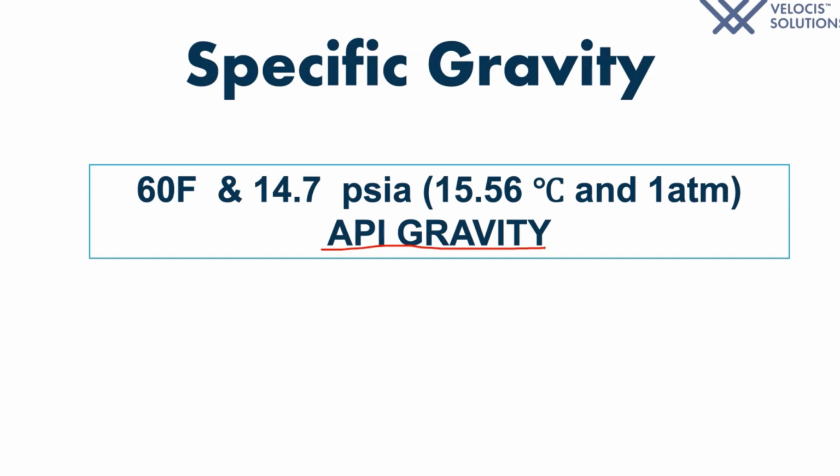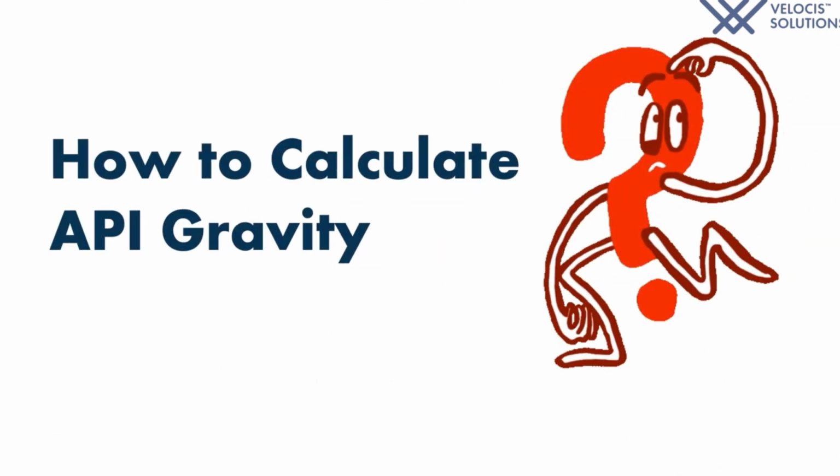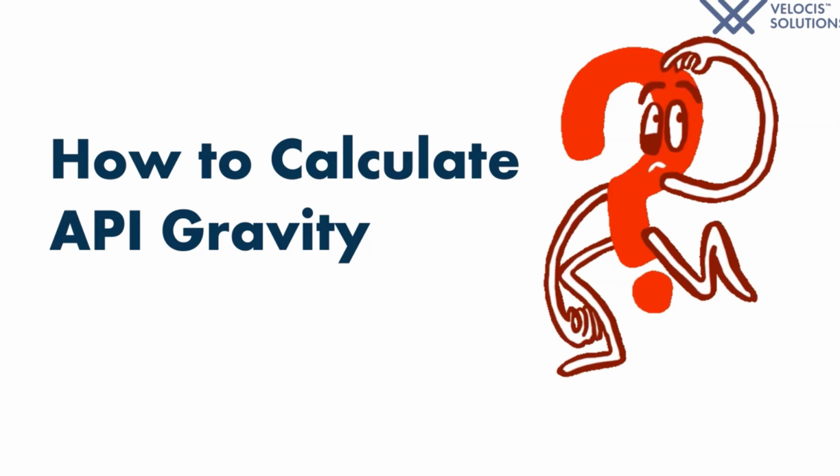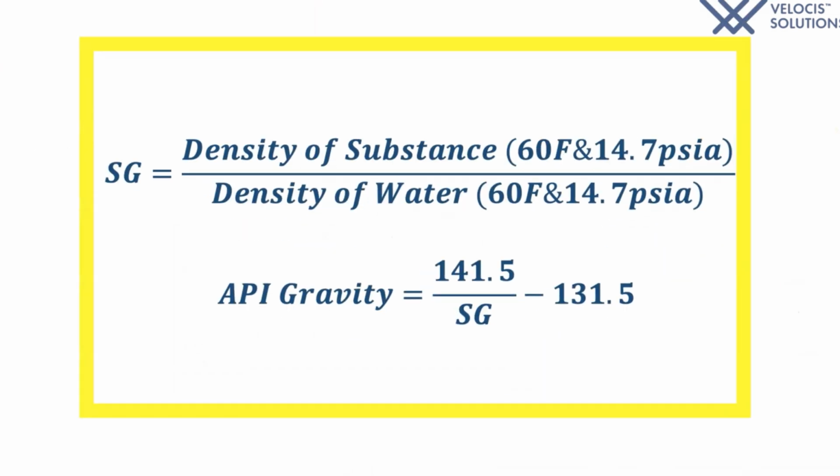I think you're probably going to ask how to calculate API gravity. Well, I have good news for you. The evaluation of the API gravity is fairly simple. First, you will find the density of the sample and water at 60 Fahrenheit and 1 atmosphere. Then you will define the specific gravity by dividing the density of the substance by the density of the water.